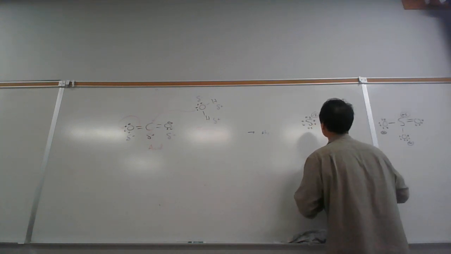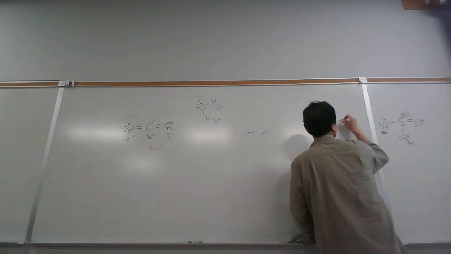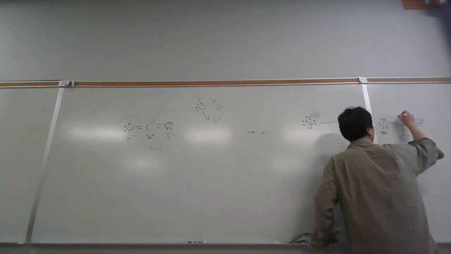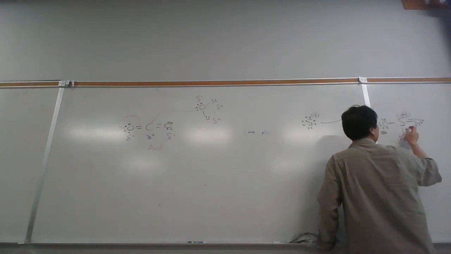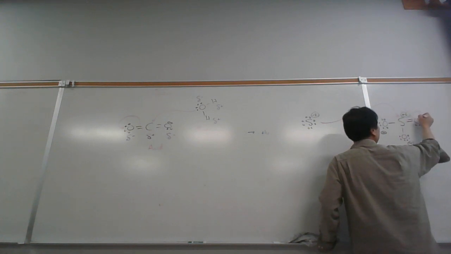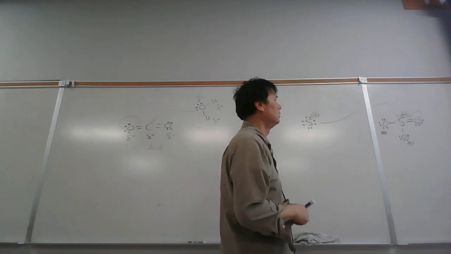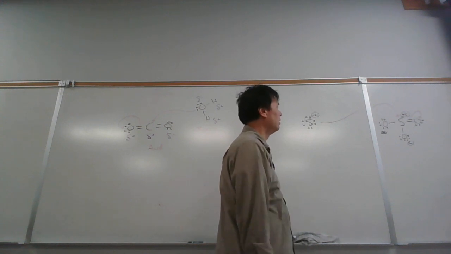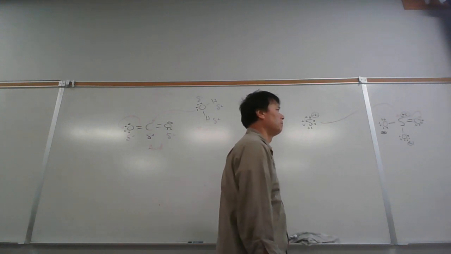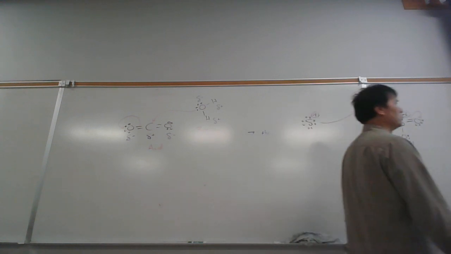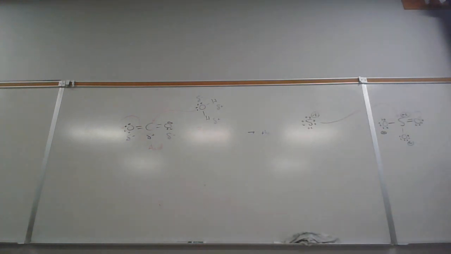So what I'm going to do is I'm going to have this one. This is the base. This base is going to attack the acid here. But since I don't want to exceed an octet, I got to kick something out. And so what leaves are those pi bonding electrons here. And then we end up with this one, thiosulfate, S2O3.